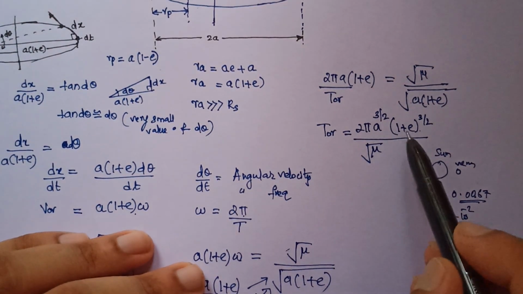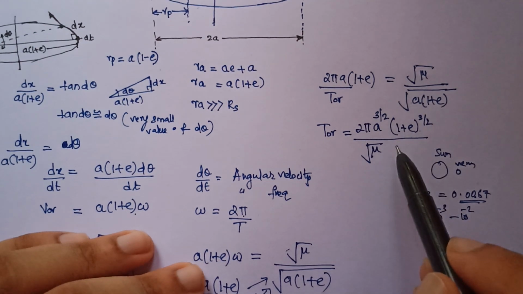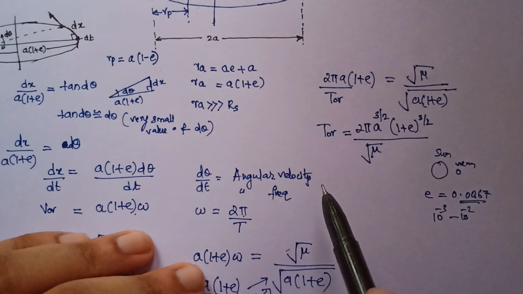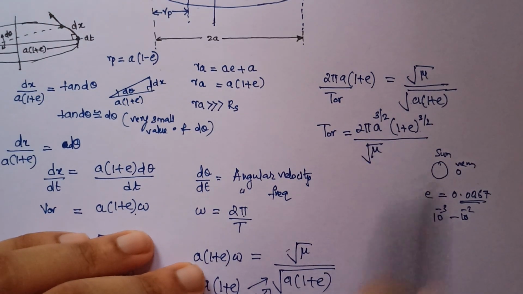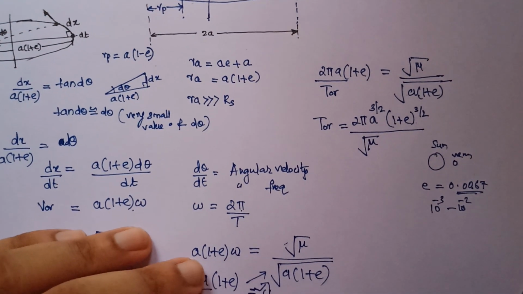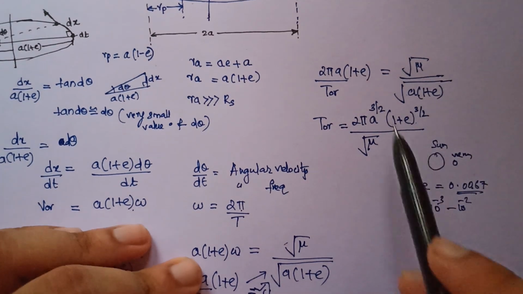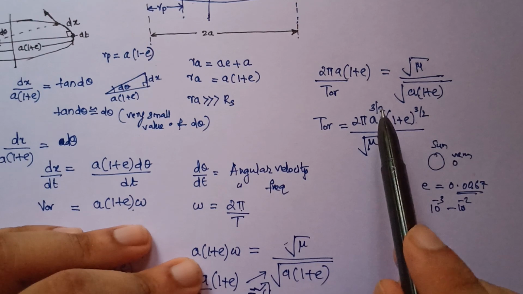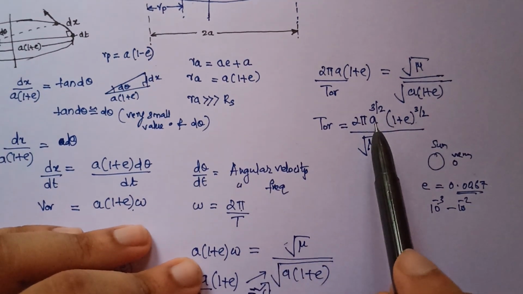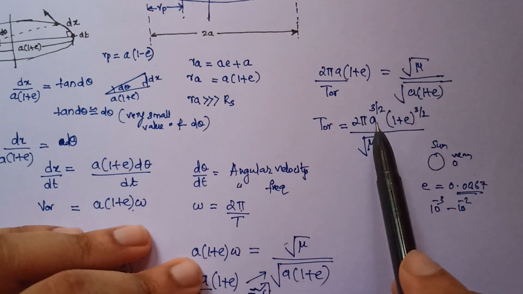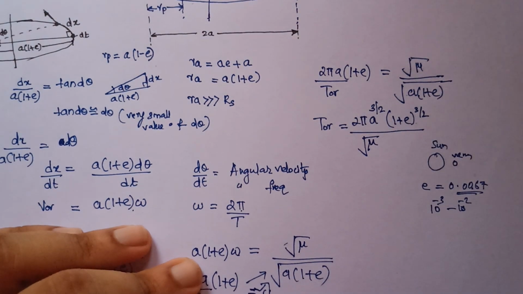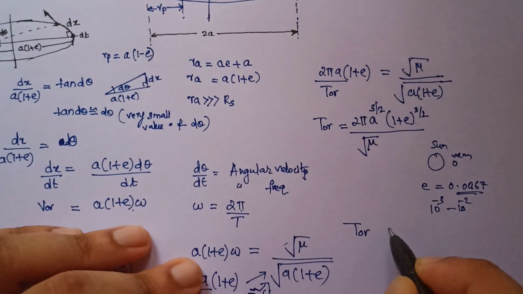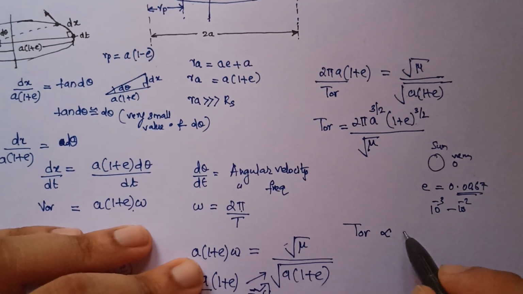So again, this is a constant. 1 plus e is again a constant. Root of this portion is also a constant. 2 pi is also a constant. So we cannot take everything as a constant, because we are more interested in a to the power of 3 by 2. Maybe with experimental data results, we can say your a values keep changing. So we take T orbital, and that gives a to the power of 3 by 2.